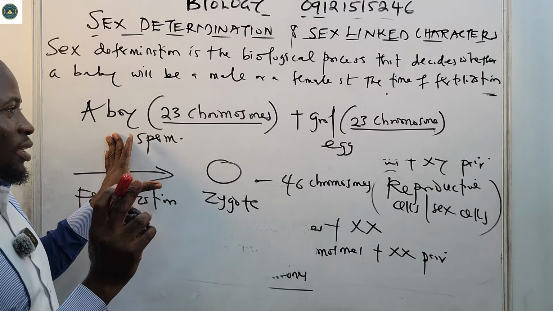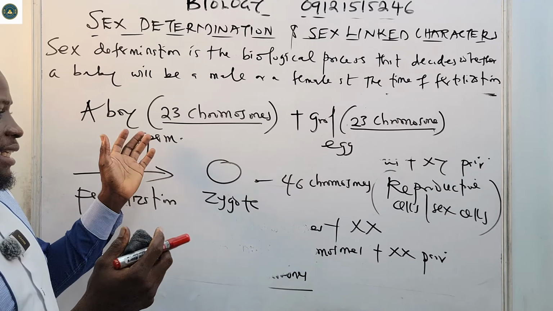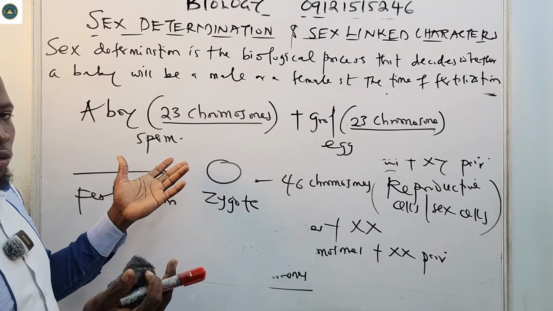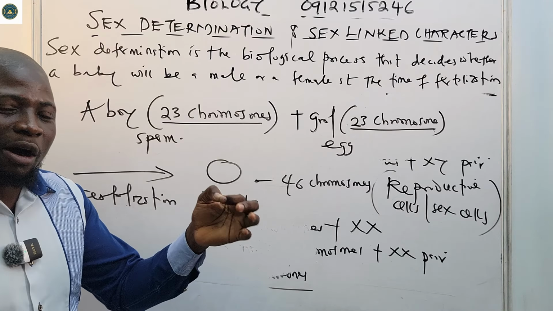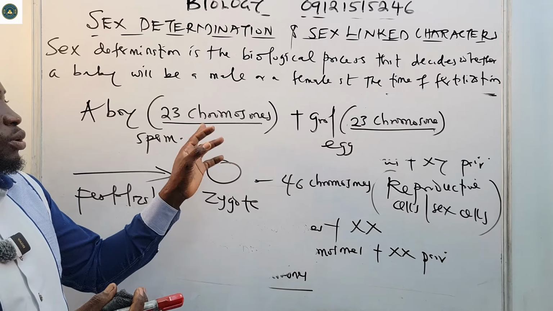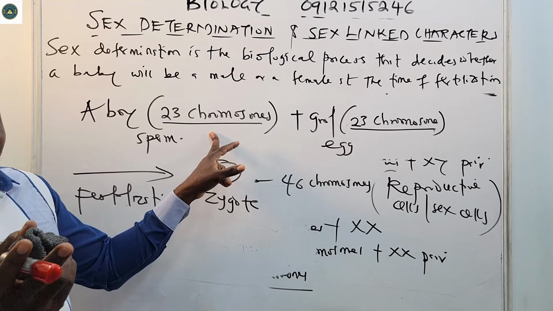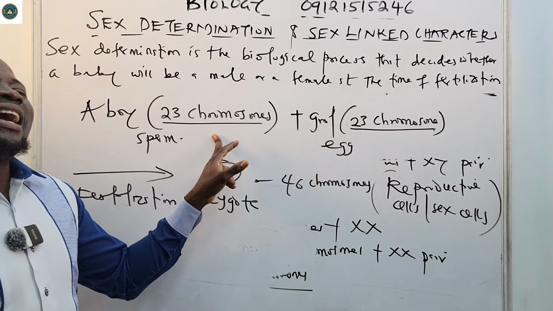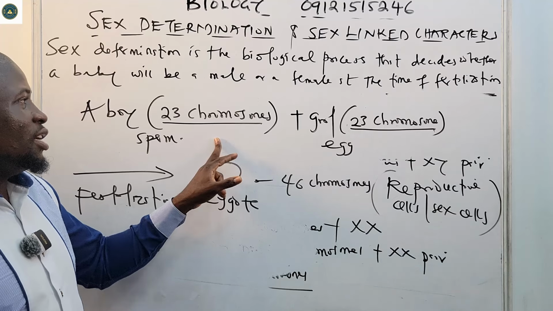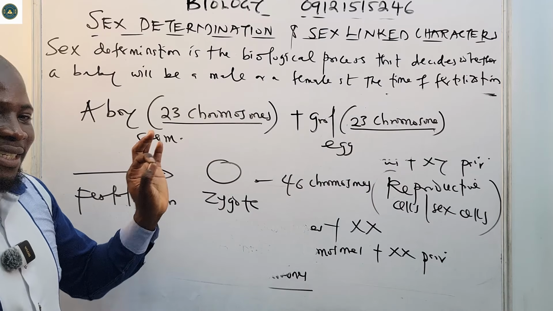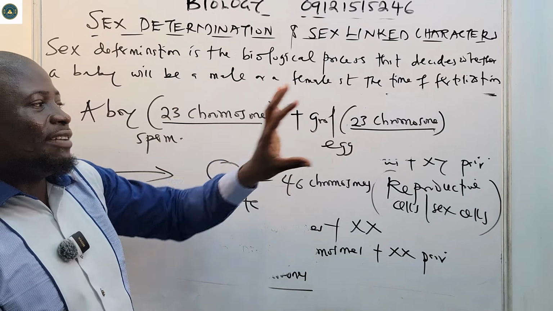Now, during gamete formation, the father contributes and the mother contributes, so they each contribute half the number of chromosomes that they have. Because it's a reproductive cell, a sex cell, it will have half the number of chromosomes that our somatic cells have. So that's why the boy has 23 chromosomes, while the girl has 23 chromosomes.